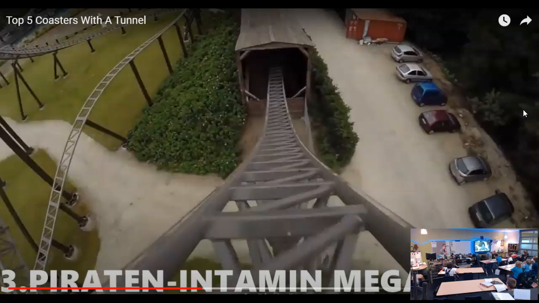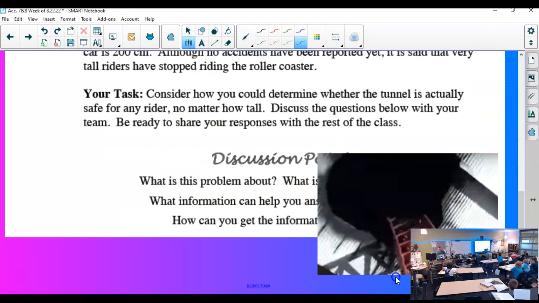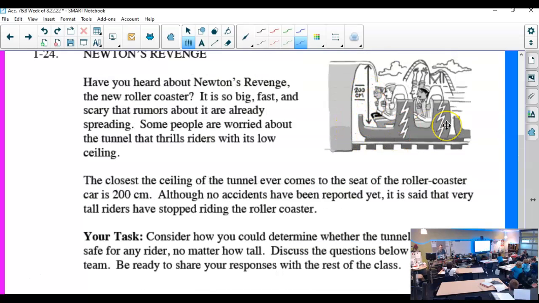So the new roller coaster, Newton's Revenge, has been getting talked about a little bit, and people are a little sus. We're a little concerned that it might chop your hands off. So what we have encountered is this tunnel that is 200 centimeters tall from the floor of the car, right? So not from the track, but from the floor of the car, we have 200 centimeters of space to the top of the tunnel.